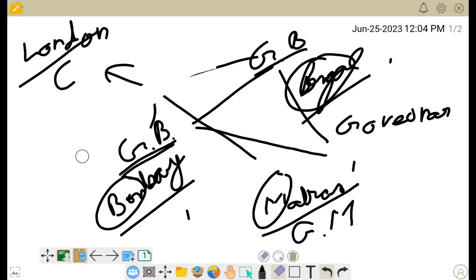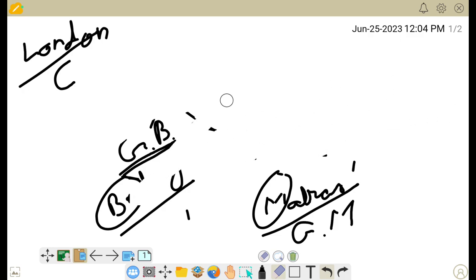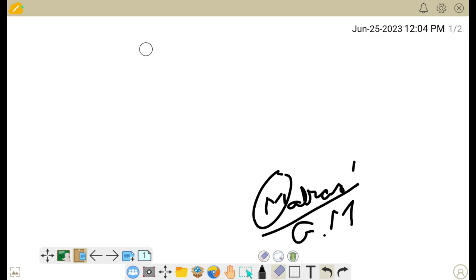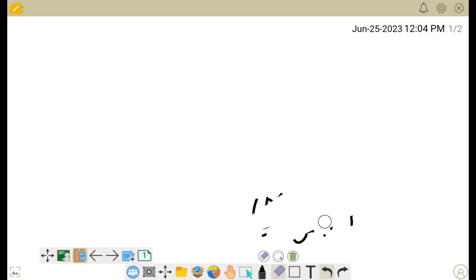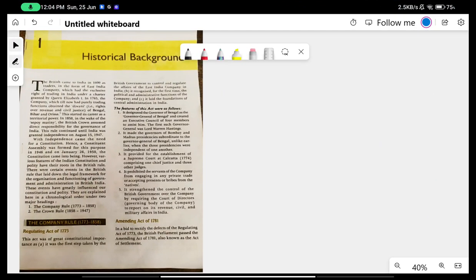So his work is not just limited to trading or handling the company's interests. He can actually govern that area like our current chief ministers do. But obviously it's not the exact same system. He still had to listen to the company and follow the orders from the company which came from London. But I think you get the gist of the idea. It's not quite easy to explain, but I hope you got what I'm trying to say.